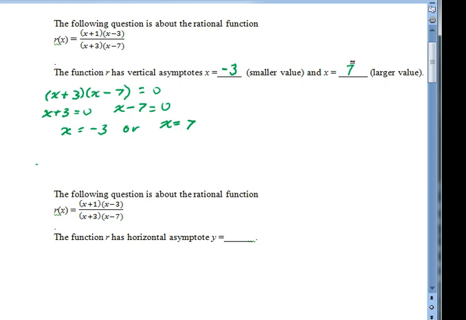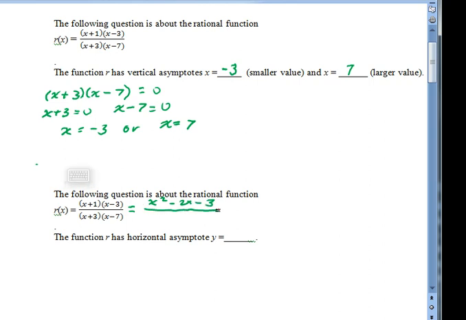In the second problem, we have the quotient of x plus 1 times x minus 3 over x plus 3 times x minus 7. And we're looking for the horizontal asymptote this time. In this case, for a horizontal asymptote, we want to know the degree of the numerator and the denominator. By multiplying, we can see the degree better.